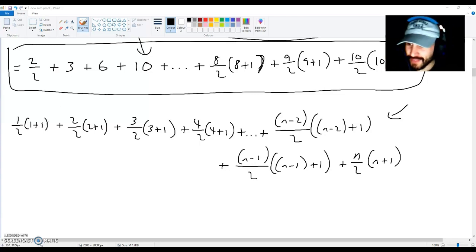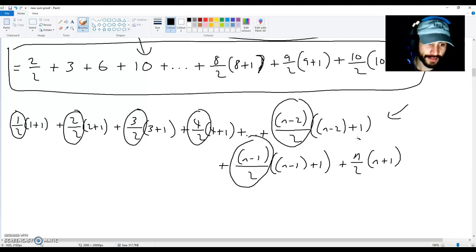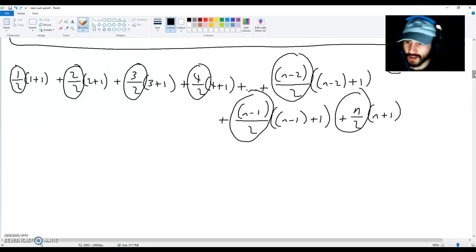Anyway, we've got a half over here, and over here we have a half, and so on, because we've got all these values over 2, and 1 over 2 is a half. So we are going to bring a half out in this equation.